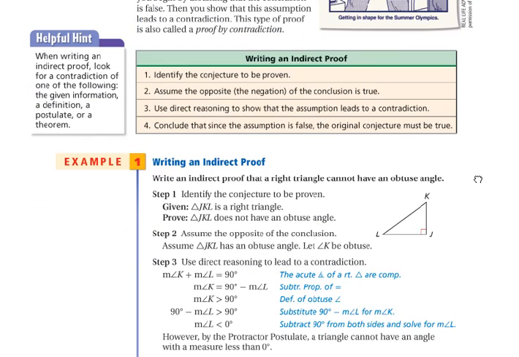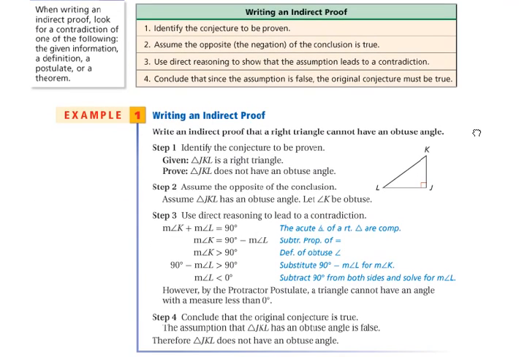So the best way to follow this is to look at this example here: writing an indirect proof that a right triangle cannot have an obtuse angle. As you read through here, what we're looking at is triangle JKL, and we're given that it is a right triangle, and we're supposed to prove that this triangle does not have an obtuse angle. So the first thing we're going to do is assume that it does have an obtuse angle. So we will let angle K be obtuse.